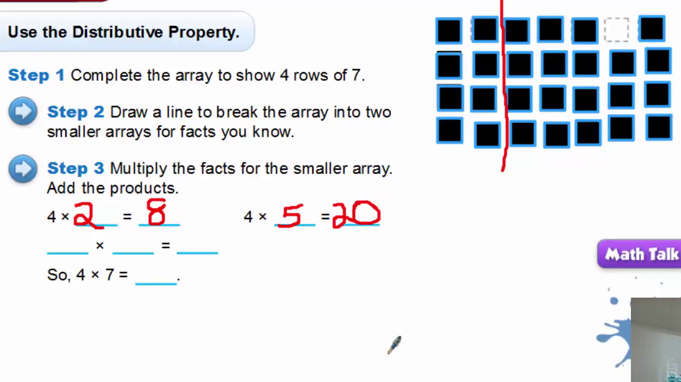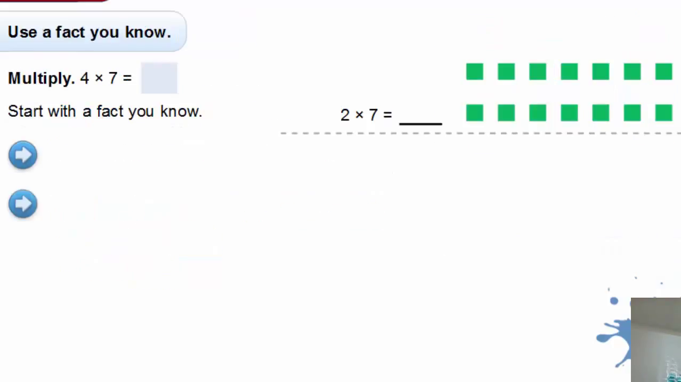All right, now we need to add these two back together. Here we have 8. Oh, look what they did. Somebody made a mistake. Should that say times? No, that should be a plus sign, shouldn't it? Because we are breaking apart this array, and now we're putting these two smaller arrays back together. So it should be 8 plus 20 equals 28. So 4 times 7 equals 28. Good job, guys.